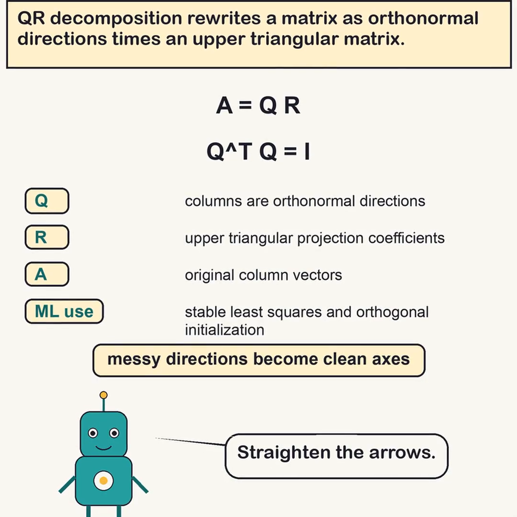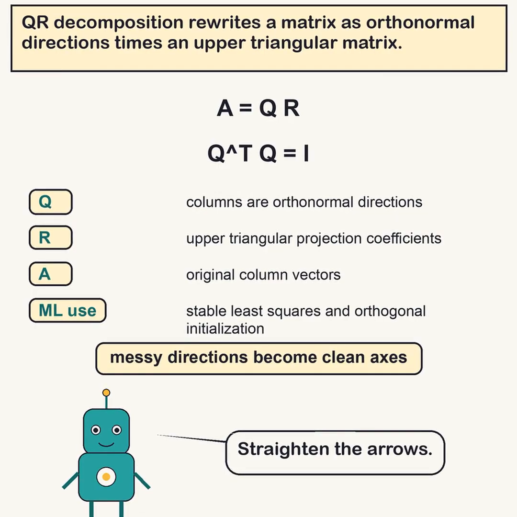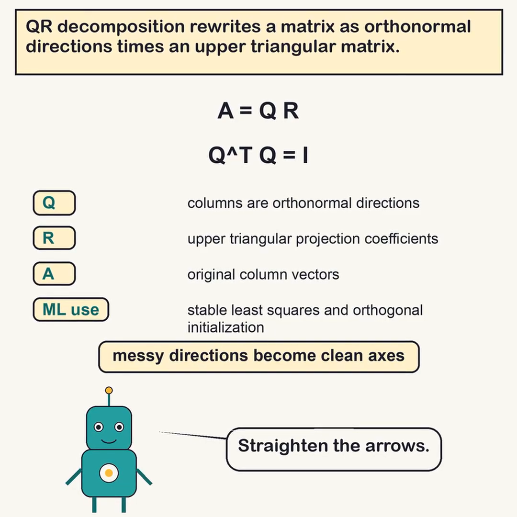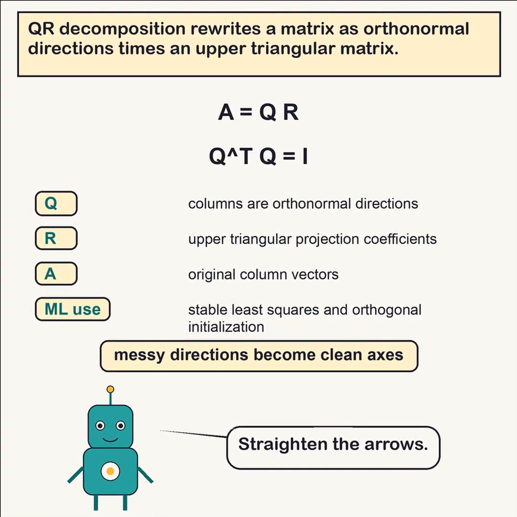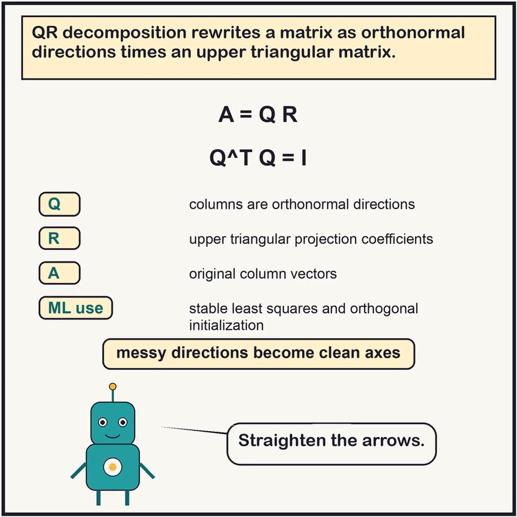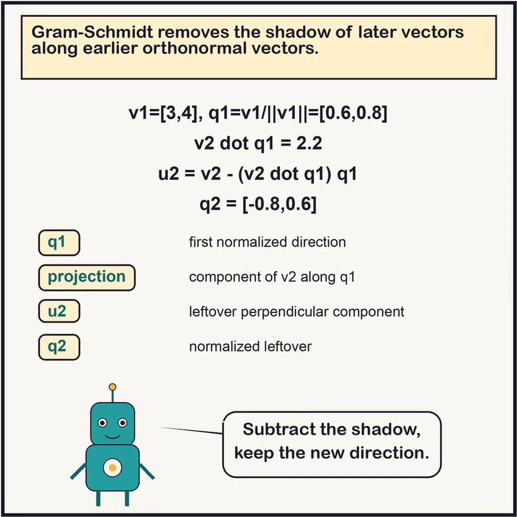QR decomposition factors A into Q times R. Q has orthonormal columns, and R stores the upper triangular coefficients needed to rebuild the original columns. Real-world analogy: QR is like turning a messy pile of tent poles into straight support poles plus a simple assembly plan. Gram-Schmidt starts by normalizing the first vector.